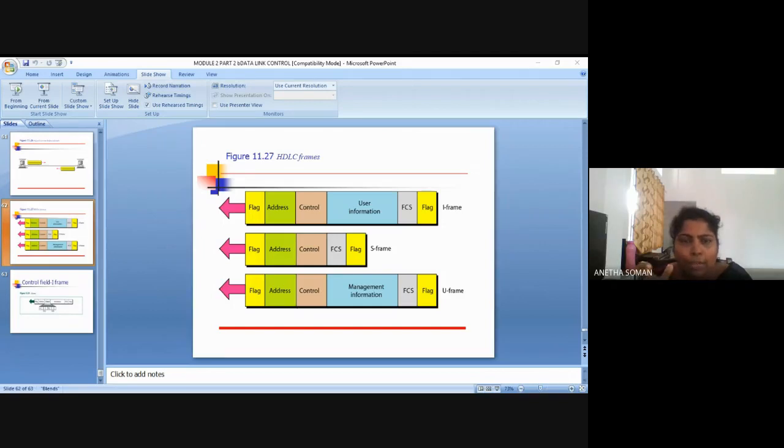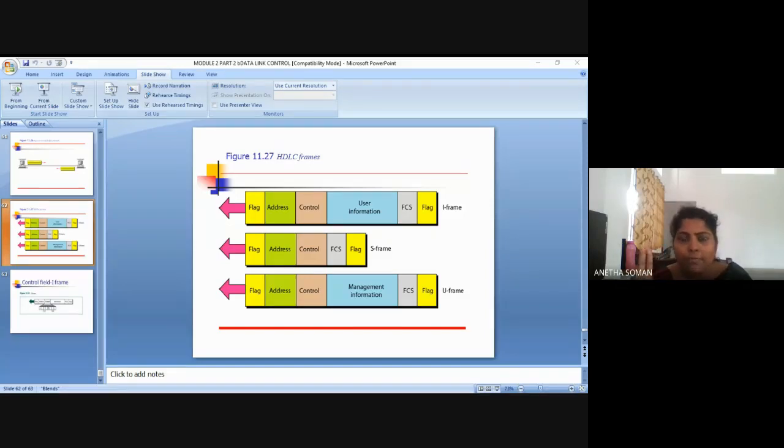So now the length of the address field can be 1 byte or several bytes, depending on the need of the network. With a 1 byte address, you can identify approximately 128 stations.